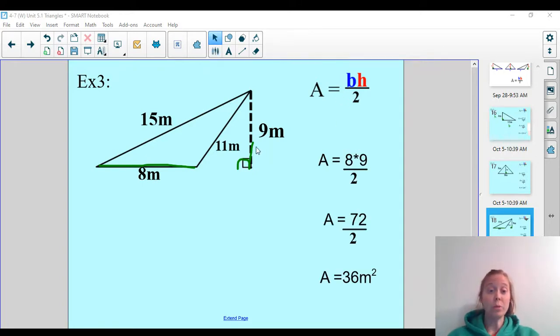Okay, so since we multiplied the 8 and the 9, 8 times 9, oops, my mouse stopped working. 8 times 9 is 72, and then 72 divided by 2 is going to give us 36. 36 meters squared is what you should have gotten.